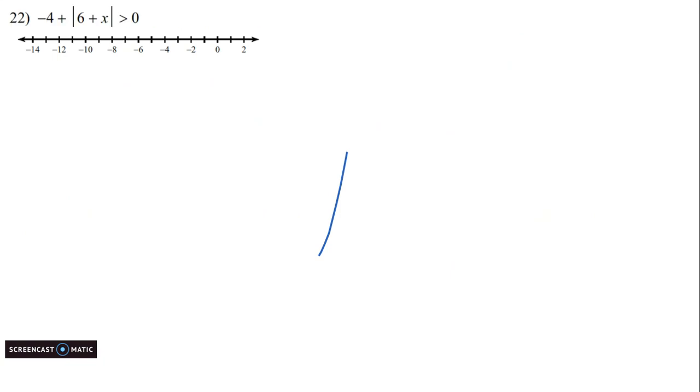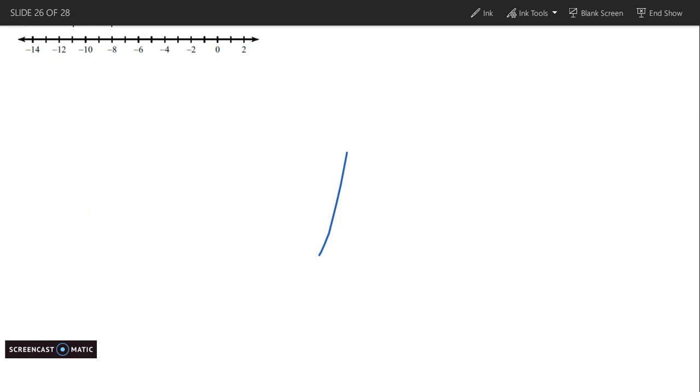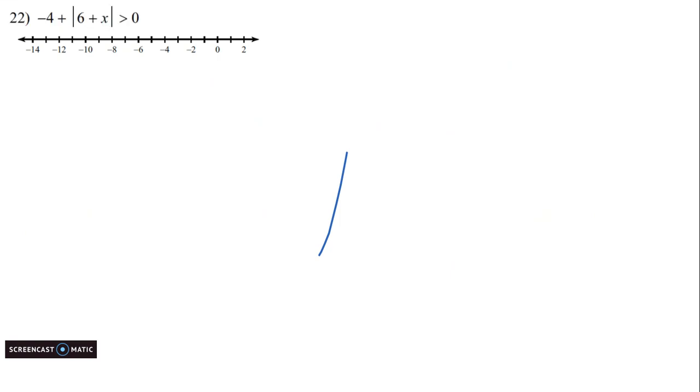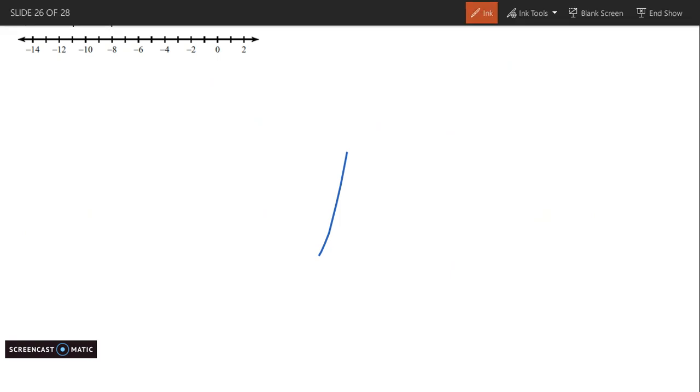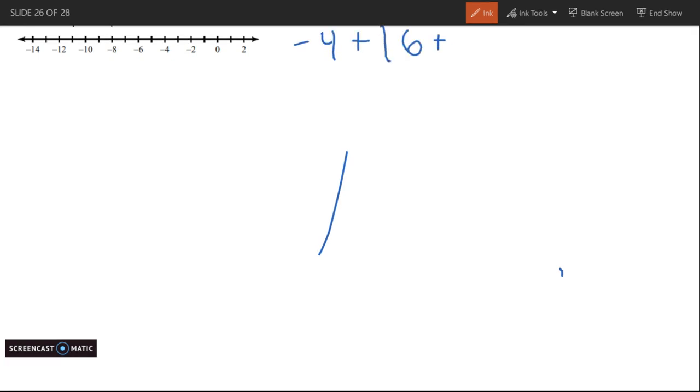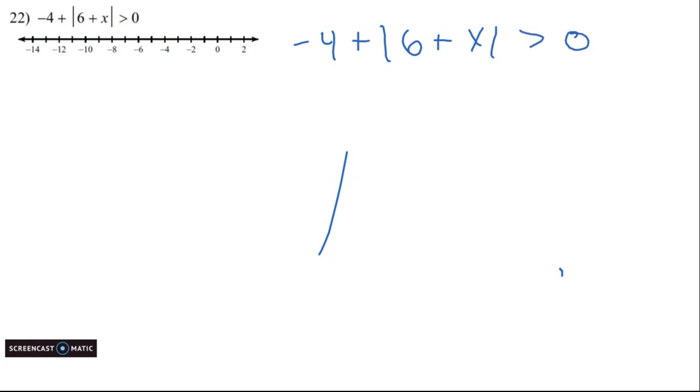Just a couple more to talk through. We got negative 4 plus the absolute value of 6 plus x. And I believe it was greater than 0. Okay.